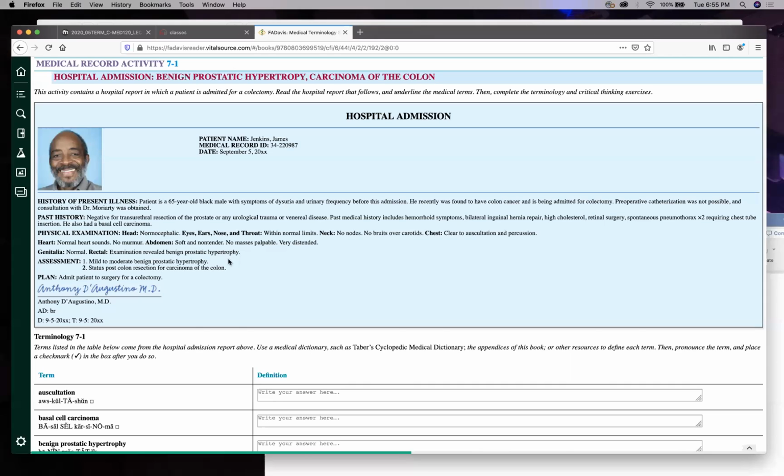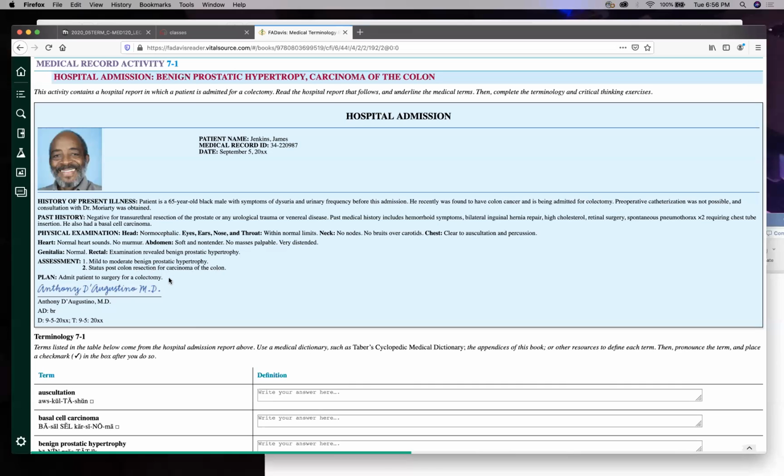Again, BPH doesn't typically happen in African American males 65 years of age. BPH typically happens with Caucasian males, with or without a history of cancer, ages 45 to 65. So the assessment or diagnosis: mild to moderate BPH, status post or S/P colon resection for carcinoma of the colon. S/P, status post, means it happened in the past. Typically, if I write S/P, I put the year behind it.